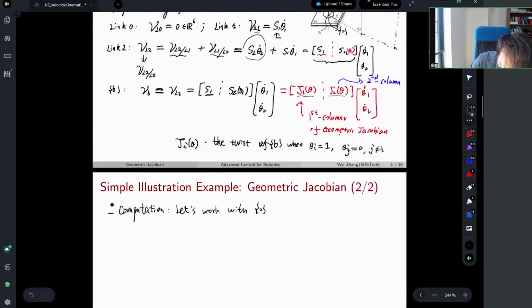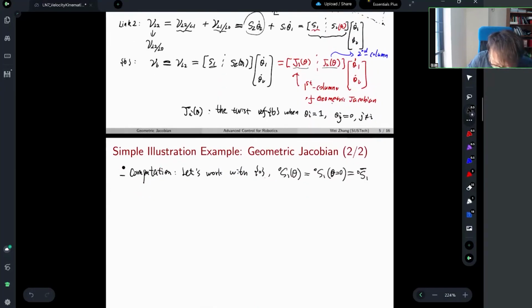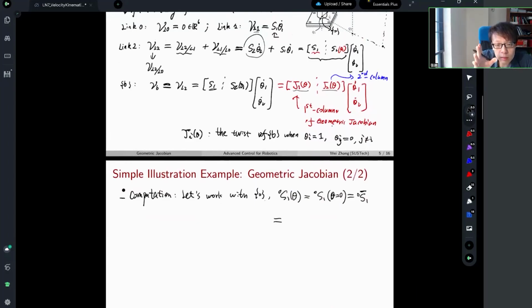I'm not sure whether you still remember from last time, we know S1 in frame 0, in general, could be dependent on theta, but in this case, it doesn't. So it equals S1 when everything is 0, theta is 0. This is our definition, S1 0 bar, that I also mentioned before.